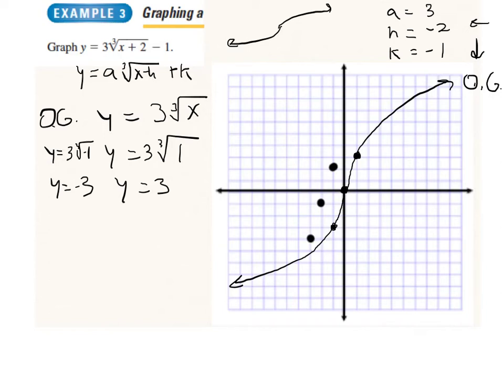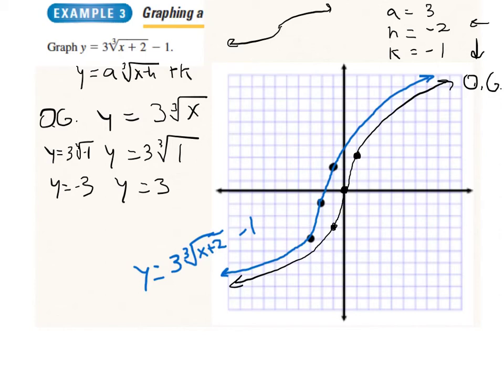And I'm going to change my color here. We'll go back to our normal thickness and we'll draw a line. And there you go. Now you have your final graph, your y equals 3 cube root of x plus 2 minus 1 in blue there. Okay. Now, looking at domain and range.